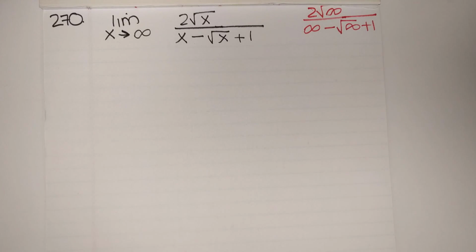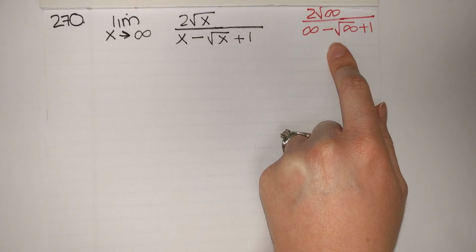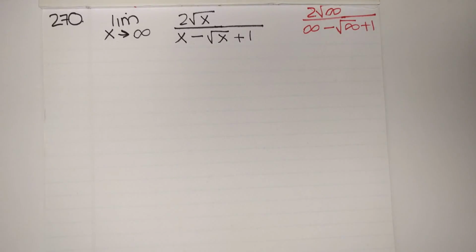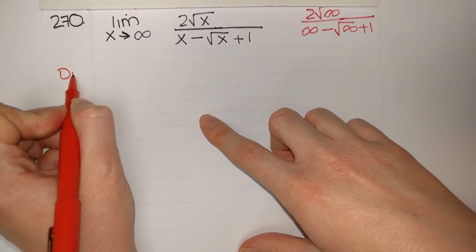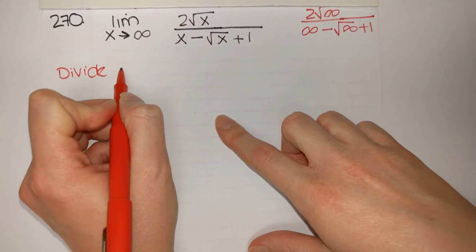Okay, so we're looking at this question. First step is always to plug in. When we plug in over here, we do not have a basic limit law. And so that tells us that we need to divide by the highest power in the denominator.